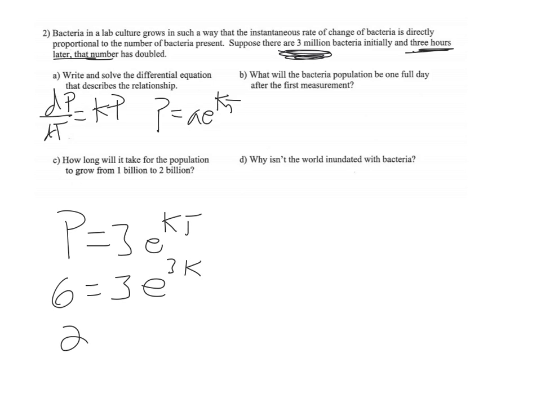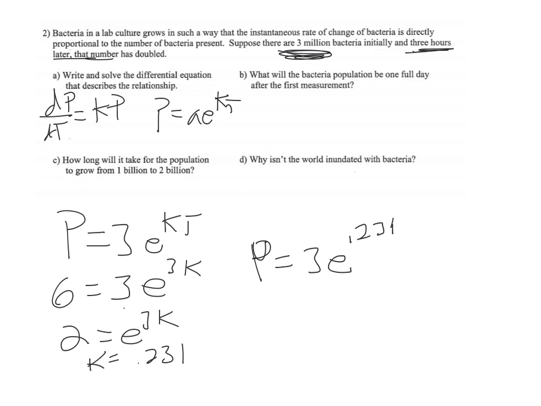You could just jump to 2 equals e to the 3k, because 6 divided by 3 is 2. Now we're going to take the natural log of both sides, and then we're going to divide that by 3, and I came up with k being equal to 0.231. It's good that it's positive, because this is a growth equation. So p, population, equals 3 million times e to the 0.231 t. So that's all our work for A.